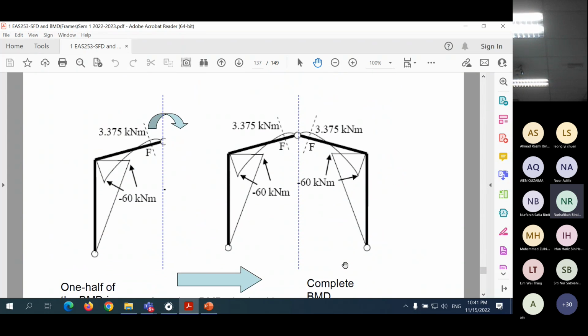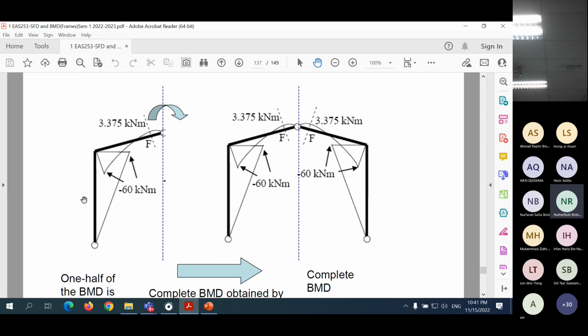Bending moment diagram, the same thing. You get one side, and then you flip over, then you complete the other side.